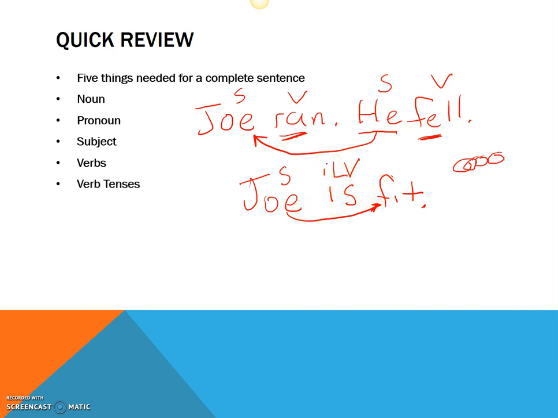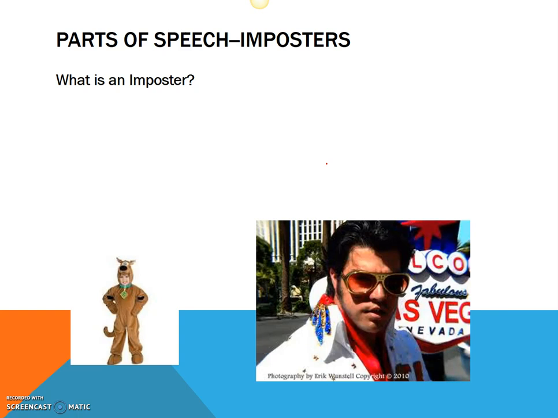All right, and the last thing is verbs tell us tense. When the action occurs, did it happen in the past? Is it happening right now, the present tense, or is it happening in the future? So depending on how we write that verb, it tells us when it happened. All right, today we are going to talk about an imposter. Well, what is an imposter?